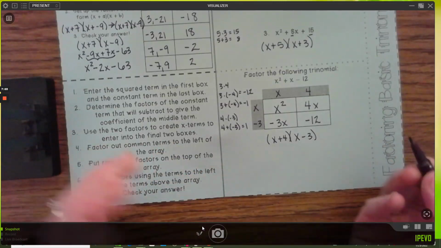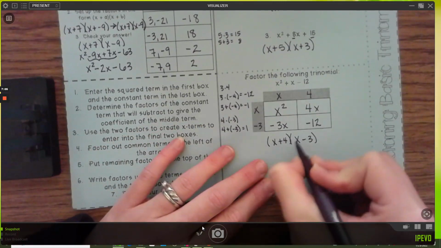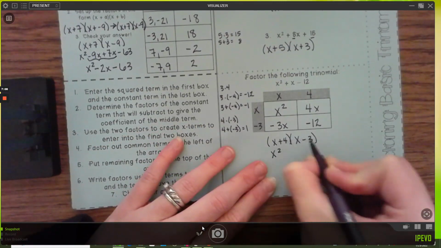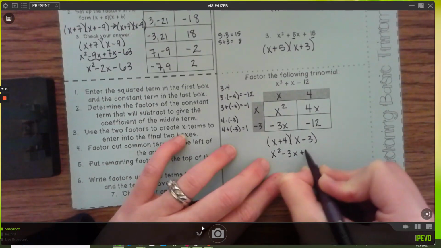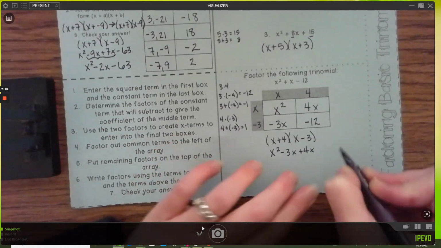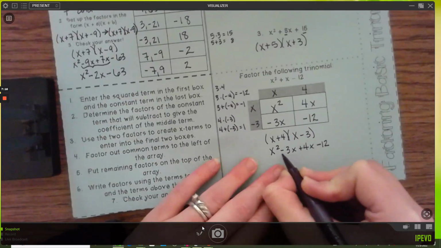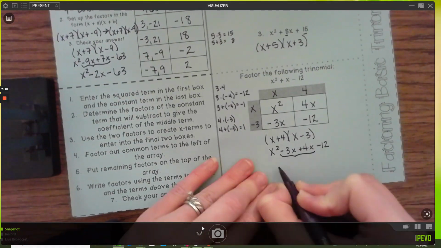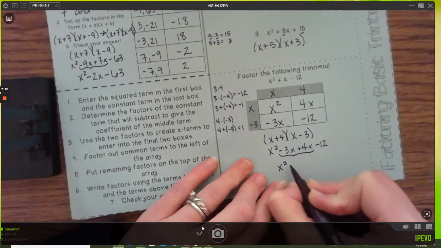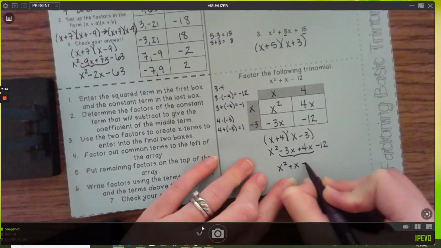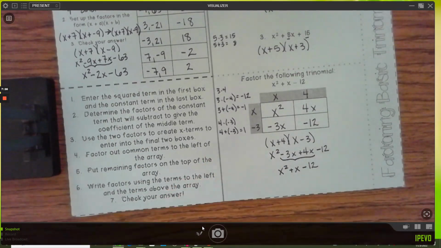And if I go through the process and multiply these two together, x times x is x squared, x times negative 3 is negative 3x, 4 times x is 4x, and 4 times negative 3 is negative 12. If we combine like terms, negative 3x plus 4x is x, so we get x squared plus x minus 12.